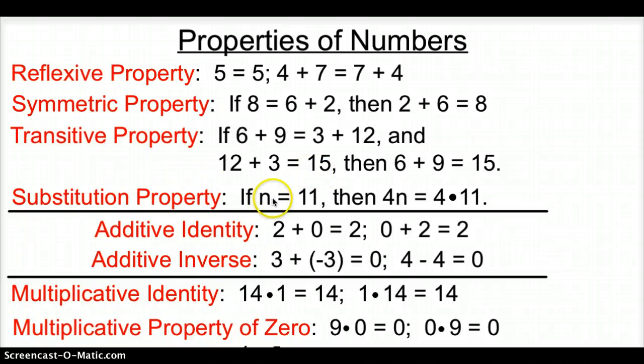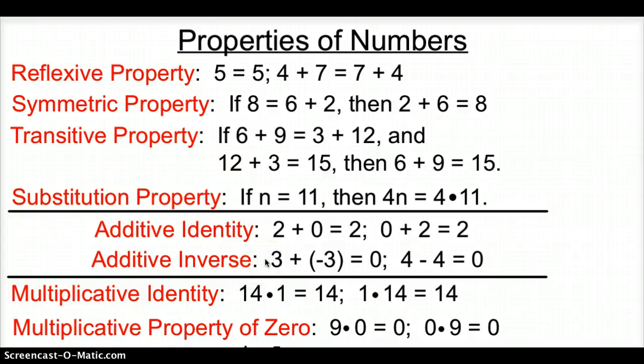Substitution property, if n equals 11 and you plug in 11 for n, it's the same thing as 4 times 11. Here are some cool properties down here though, if you think about them. The additive identity. Think of what identity means. Identity means you're yourself. You're always going to be yourself, right? So what do you add to a number that always keeps it the same? Well, 0. 2 plus 0 is 2. It stays the same. 0 plus 2 is 2. It stays the same.